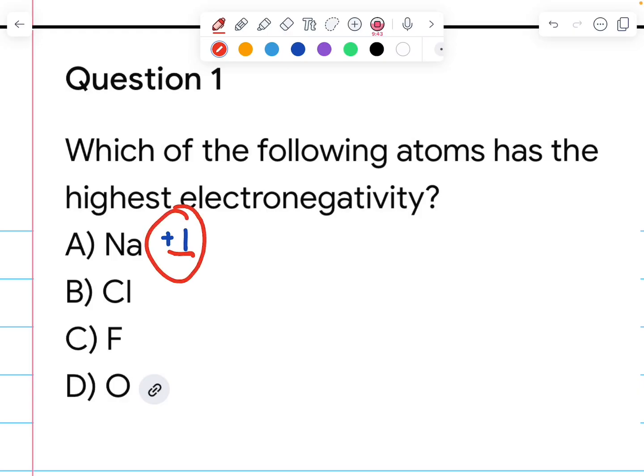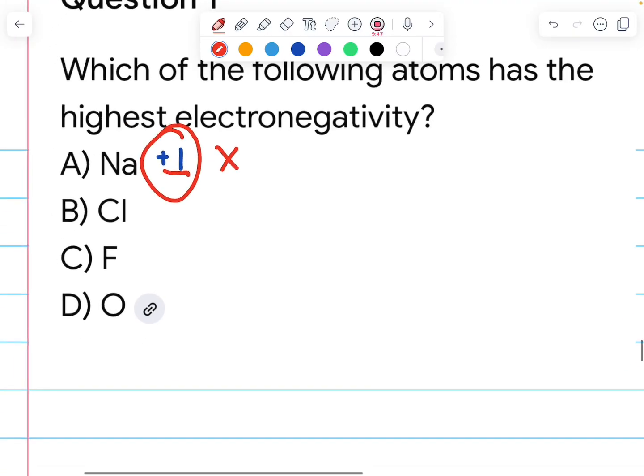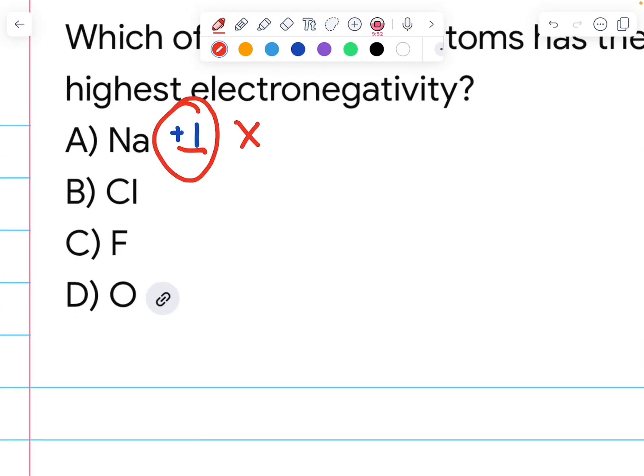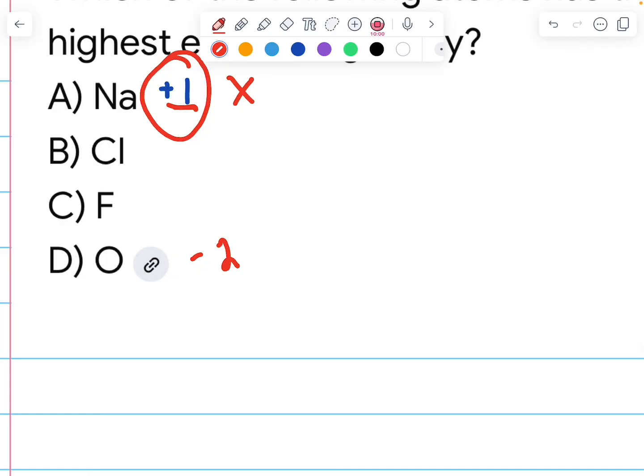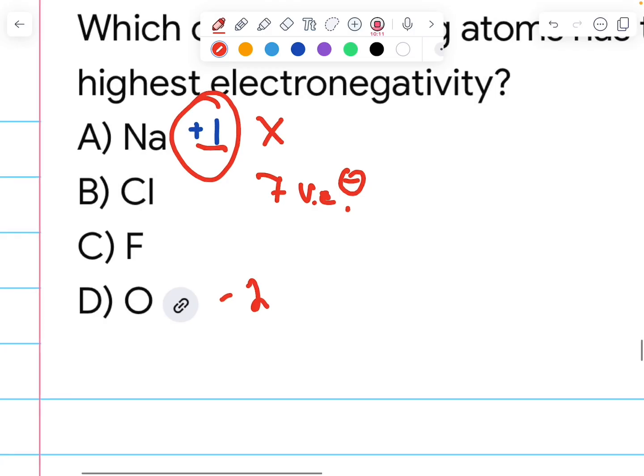Then we have oxygen. It has 6 valence electrons, so it's going to really want 2 electrons, which is pretty close to its octet, but let's see if we have anything closer. So we have chlorine, which has 7. We just looked at a chlorine atom, so it has 7 valence electrons, and that means it's pretty electronegative. We only need 1 electron to fill the octet.